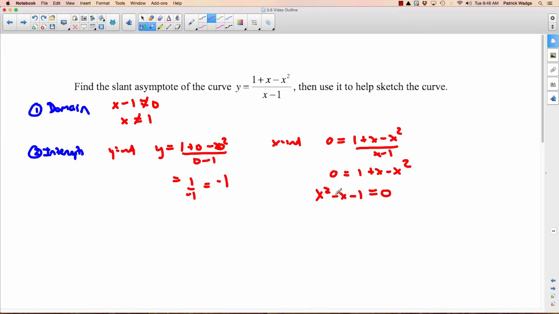And you try to factor this. Two numbers that multiply to negative 1 and subtract to negative 1. Are you kidding me? You can't do it. Do you know what this means? Do you? Yes, we have to do the quadratic formula.